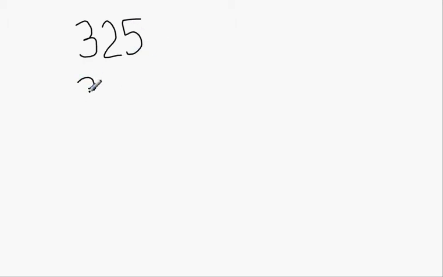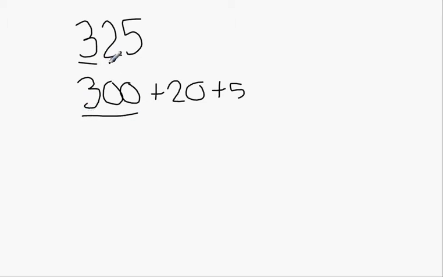this would be 300 plus 20 plus 5. Really, we're just looking at the value of each digit. So this 3 is in the 100 spot, that's why there's 300. The 2 is in the 10 spot, so that's worth 20. And the 5 is in the 1 spot, and that's just worth 5. So in this example right here, 325 is 300 plus 20 plus 5. So that's how that works for that.